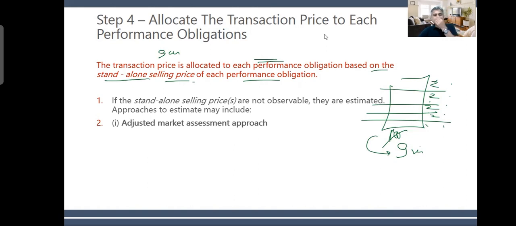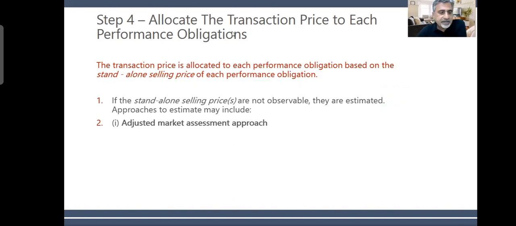Standalone selling price. If the standalone selling prices are not observable, they are estimated. There are approaches to estimate them. Standalone prices, for example, are sometimes not possible.